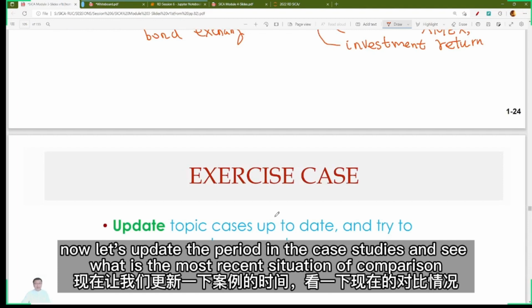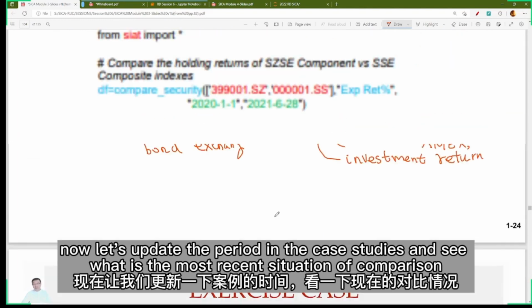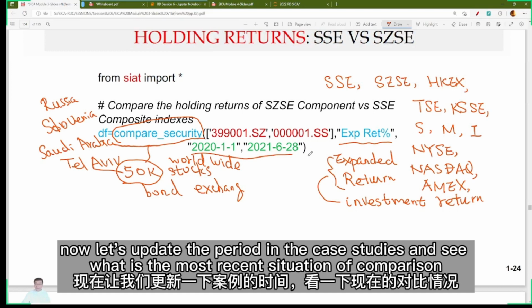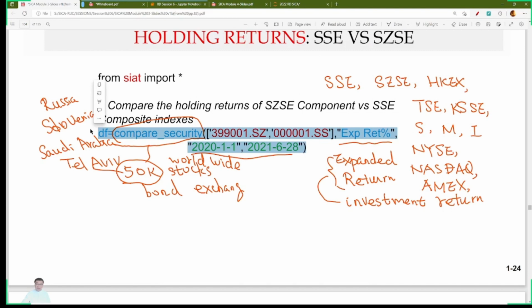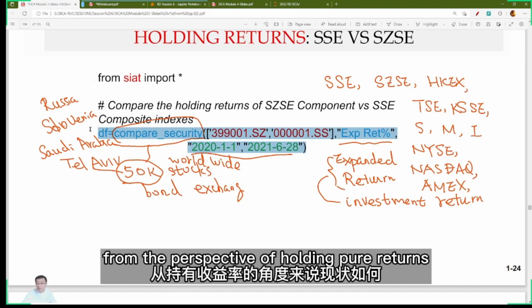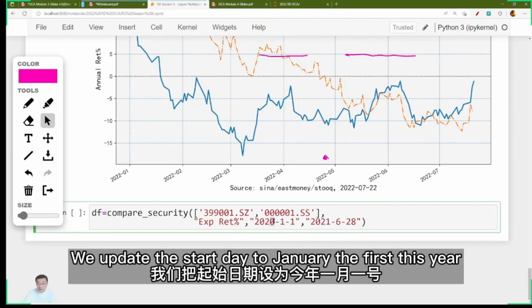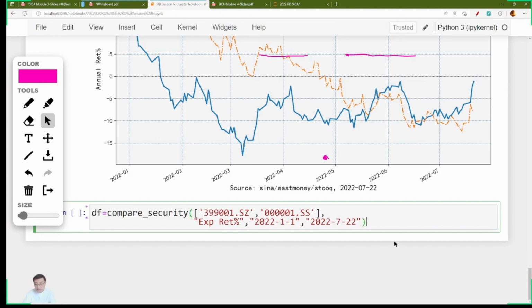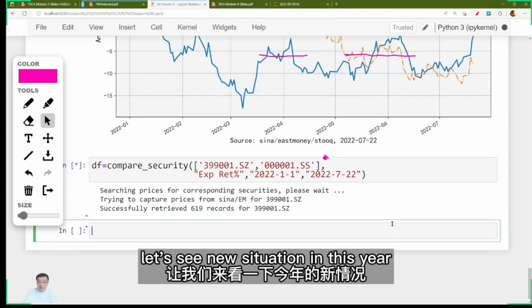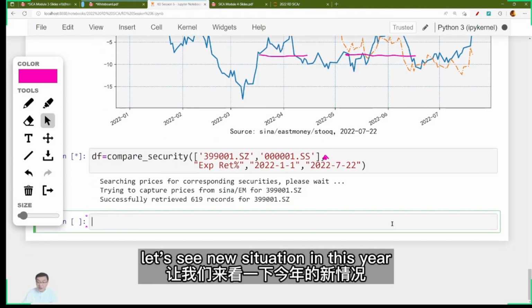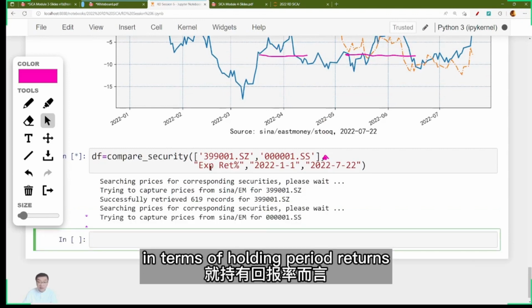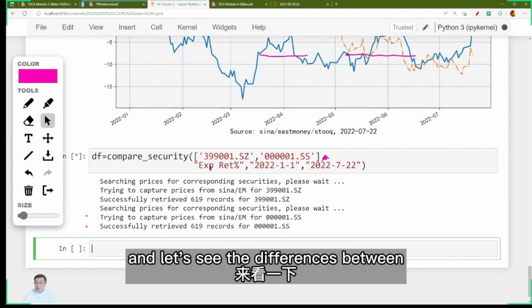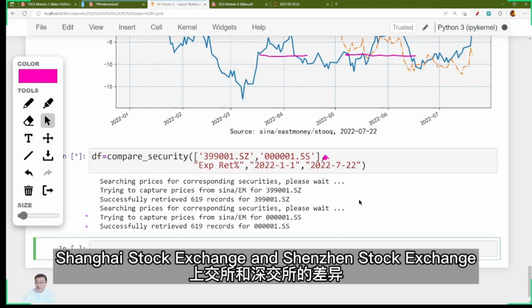Now, let's update the period in the case studies and see what is the most recent situation of the comparison, especially in this year, from the perspective of holding period returns. We update the start date to January the 1st this year, and we update the end date to today. Let's see the new situation in this year in terms of holding period returns. And let's see the differences between Shanghai Stock Exchange and Shenzhen Stock Exchange.